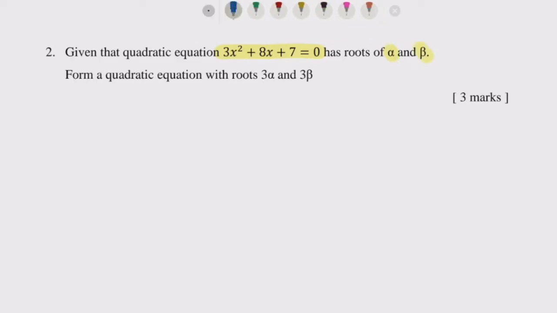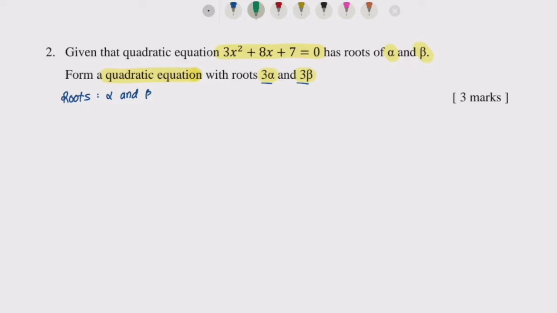So we know that the roots are alpha and beta. They say form a quadratic equation with 3 alpha and 3 beta. Now the roots will be 3 alpha and 3 beta. So what should we do here? This is another concept in the same subtopic, but it is forming a new equation from a given quadratic equation.